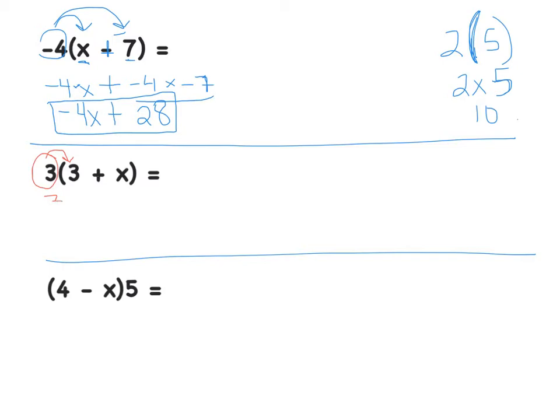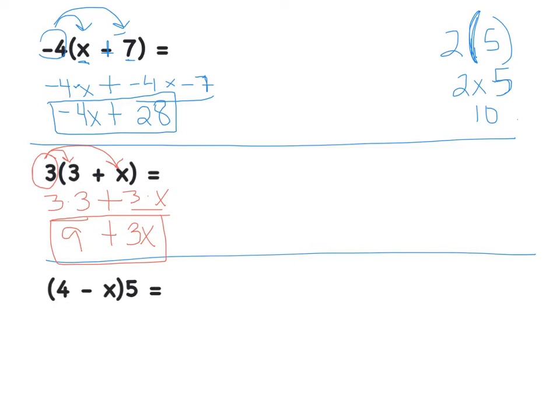So we're going to take 3 times 3 plus, we're going to take 3 times x. Alright, so 3 times 3 is 9, plus 3 times x is 3x. And that is our final answer, because those are not like terms. Alright, let's try a third one. So close that first tab and let's open up this one.